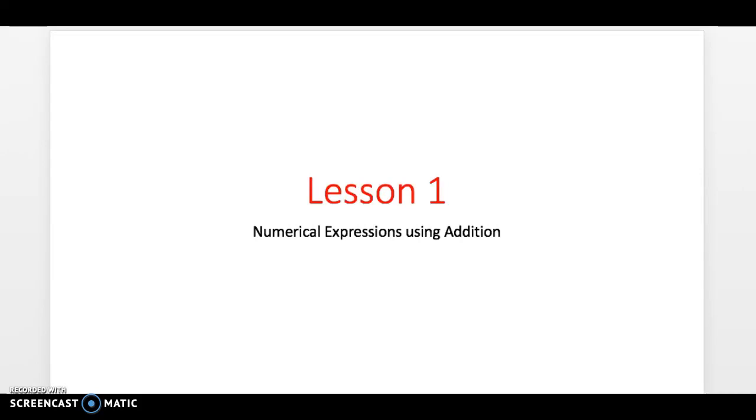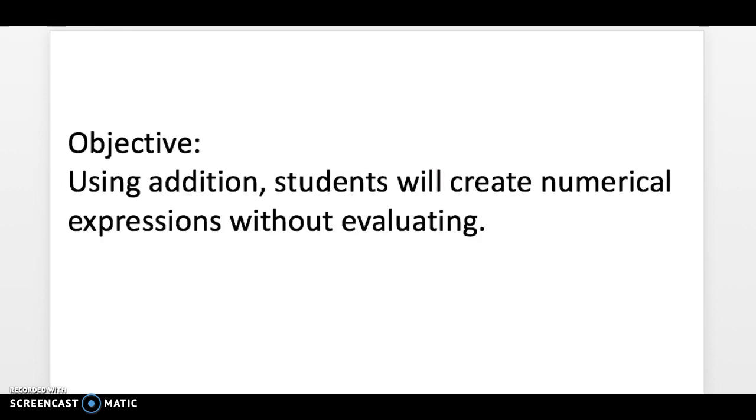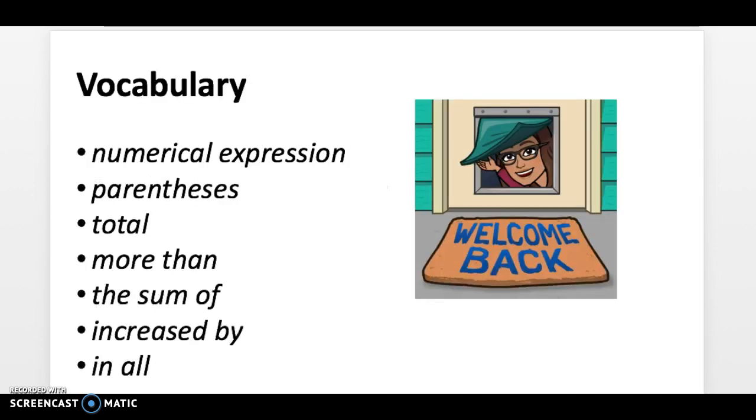Welcome to Lesson 1, Numerical Expressions Using Addition. Our objective for this lesson is using addition, students will create numerical expressions without evaluating. Let's revisit the vocabulary from our previous lesson. In this lesson, we will see numerical expression, parentheses, total, more than, the sum of, increase by, and in all.